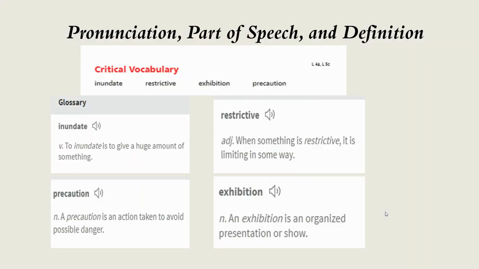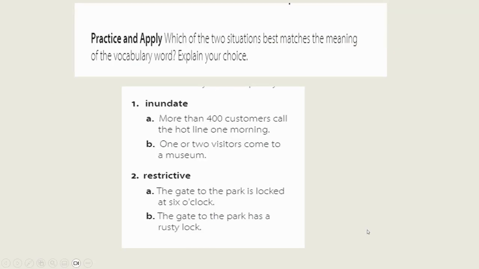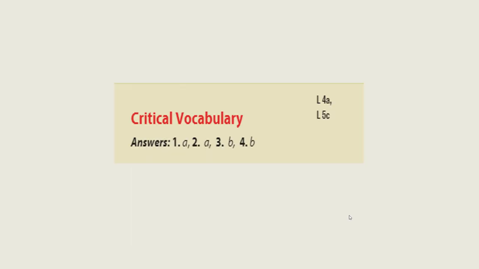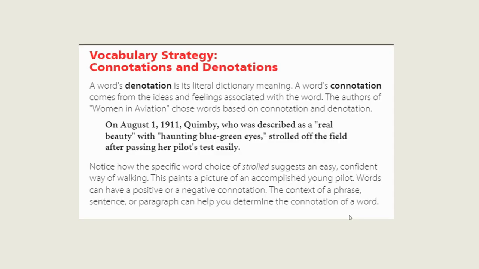So our vocab words this week are inundate, restrictive, exhibition, and precaution. To inundate is to give a huge amount of something. Restrictive is when something is restricted, it's limiting in some way. Precaution is action taken to avoid possible danger. And exhibition is an organized presentation or show. So you will be working in your assignment to match the meaning of the vocab word and explain your choice in your assignment.